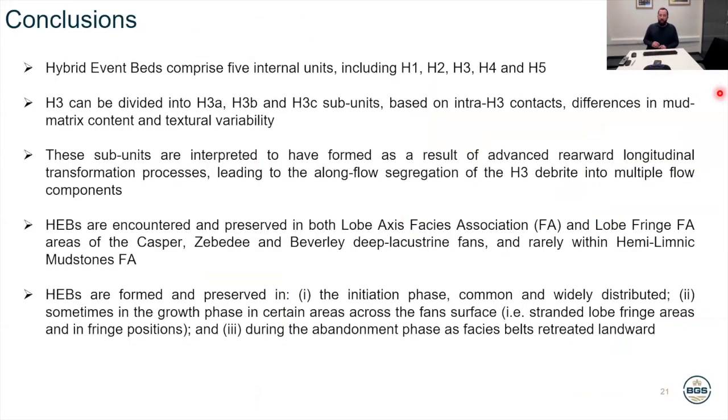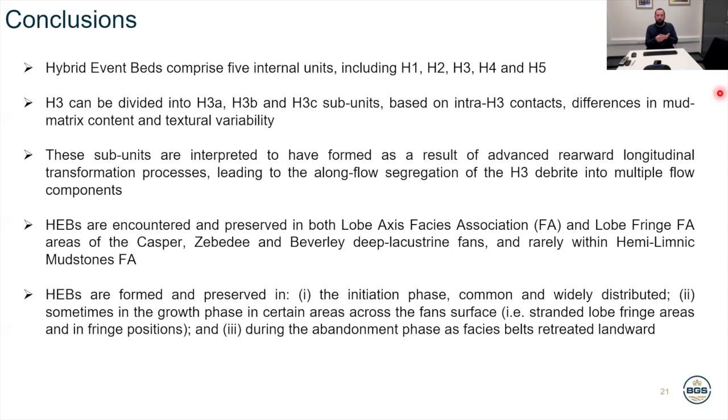So I'm conscious of time, but just to wrap up, and I'll go through those conclusions in just a second. I think there's lots of factors to consider in terms of hybrid event beds: where they're produced, how they're preserved, their internal complexity, and what that might say about where they're produced and how far they've travelled. That might provide additional insights into predicting them in the subsurface. And that's where I'd like to go with the H3 A, B, and C subunit divisions, is exploring their character and distribution.